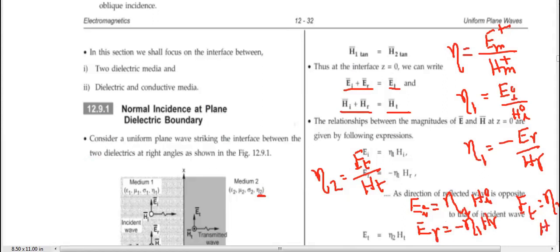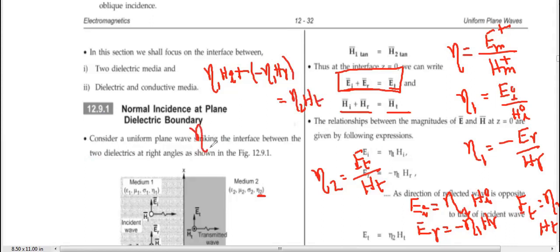Eta 2 into HT. Now we have the equation that EI plus ER is equal to ET. What is the EI here? Eta 1 HI plus ER is a minus eta 1 HR is equal to ET, which is nothing but eta 2 into HT.